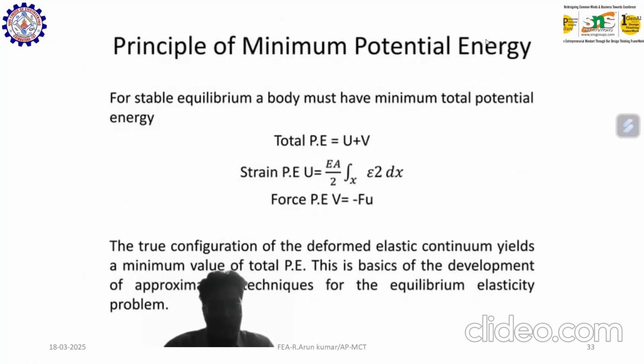By the principle of minimum potential energy, we can solve for the total potential energy and also calculate the minimum total potential energy. For example, if I am calculating the total potential energy, it is the summation of U plus V. U is called the strain potential energy, written as EA by 2 times the integral of epsilon square dx. The potential energy of the force V is equal to minus F u.